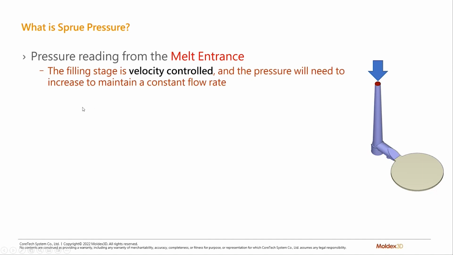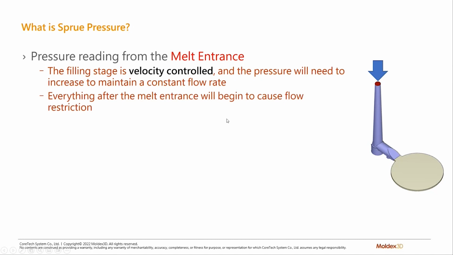In general, the filling stage is a velocity controlled condition, meaning that we're trying to hold a constant flow rate, and the pressure will need to increase to maintain that constant flow rate as the resistance to flow increases. As we get further and further away from the melt entrance, that's going to cause flow restriction, and in order to maintain that constant flow rate, we have to increase our pressure as a response.